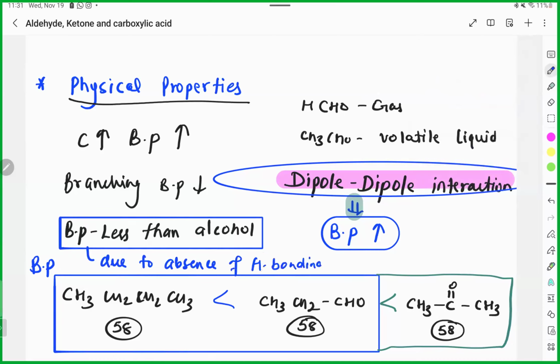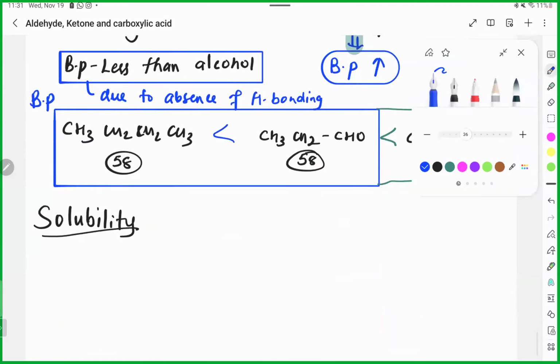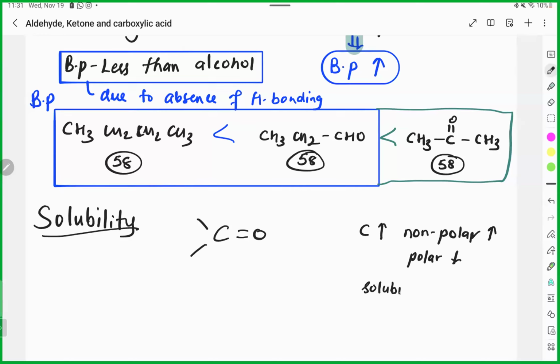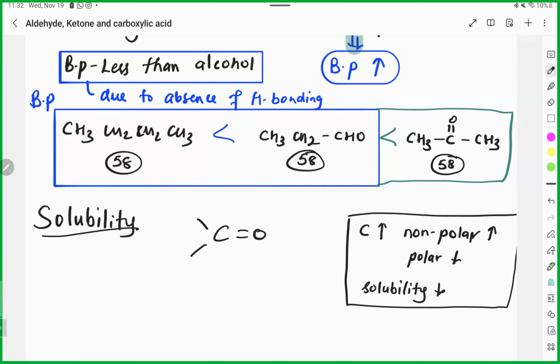Yes, Chinmay, you were telling me about the solubility. What will be the impact on the solubility of the carbonyl group? The lower members of aldehydes and ketones are soluble in water, and after that, the higher members are insoluble. Exactly. In general, when you increase carbon, they become more non-polar. Non-polar nature will increase, or you can say polar nature will decrease. And if this decreases, solubility will decrease. This is a general trend, correct?